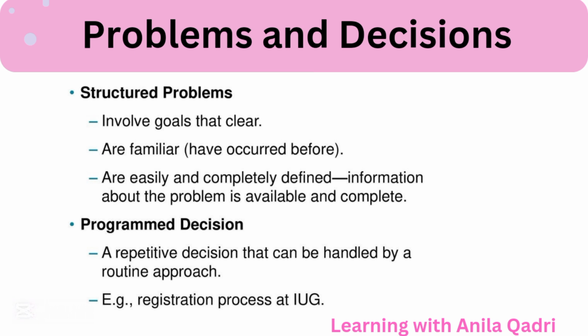Problems and decisions. Structured problems involve goals that are clear, are familiar, have occurred before, and are easily and completely defined. Information about the problem is available and complete. Program decisions are repetitive decisions that can be handled by a routine approach. For example, the registration process at IUG.